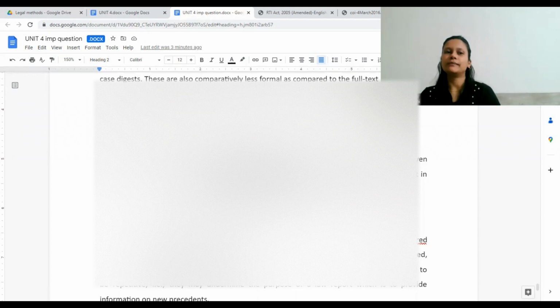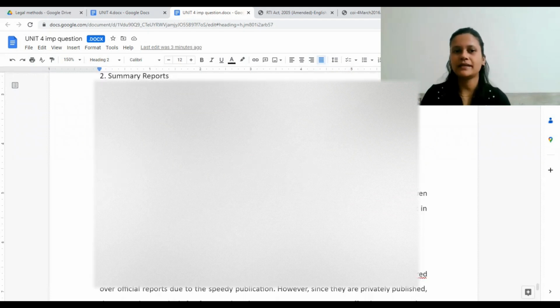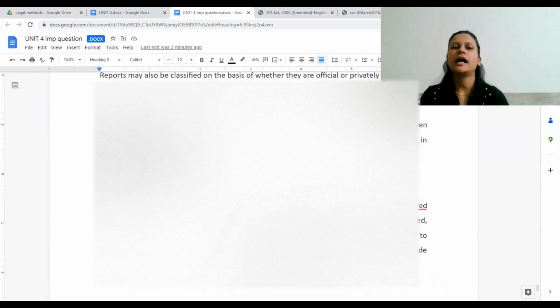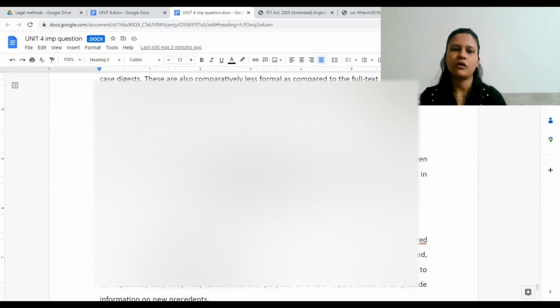Okay, then reports may also be classified on the basis of whether they are official or privately published. So there are official reports and non-official reports. Official reports are those reports which are published by authorities. They are not very popular even today, since they are updated slowly and often quite expensive. One such official law report in India is Indian Law Reports.